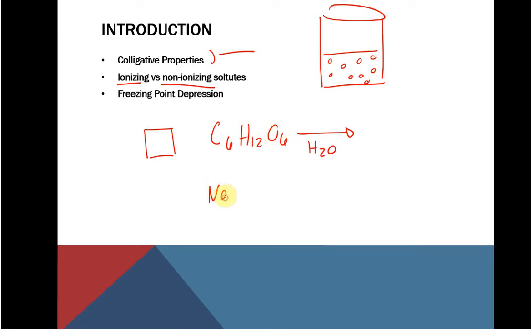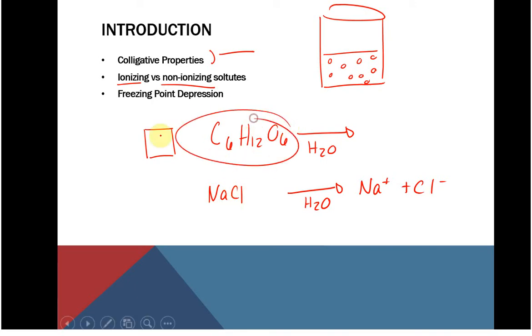Meanwhile, something like NaCl will ionize in water. And so here you have Na+ and Cl-. And so adding the same number of moles of this and this provide a different number of each type of molecule to solution. This would provide 1, NaCl would provide 2.